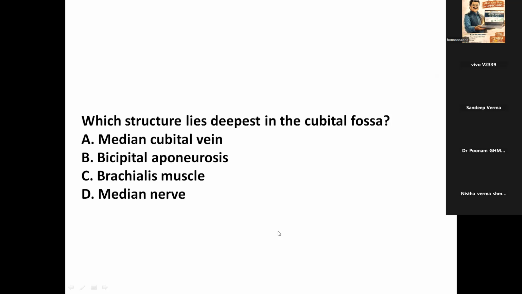What will be the answer of this? Anyone? Deepest in the cubital fossa. Brachialis. Option C, correct. Brachialis. Why was it forming the floor? That is why.